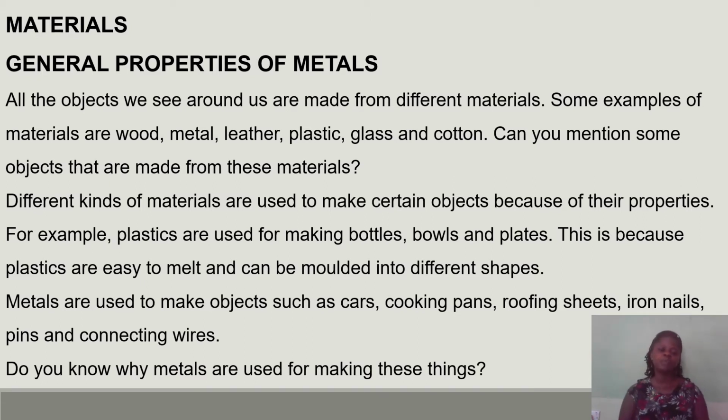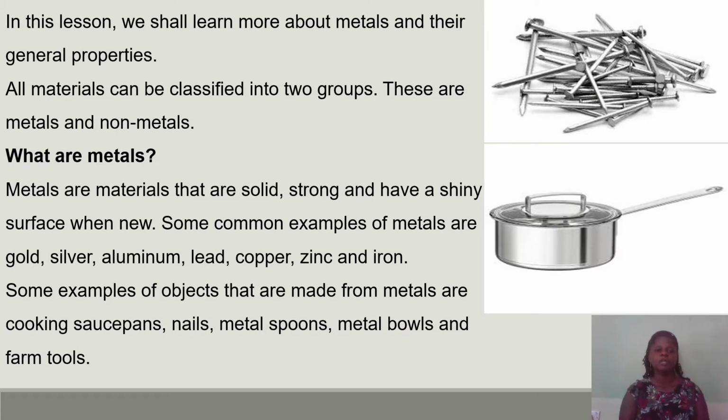Now when it comes to metals, they are used to make objects such as cars, cooking pans, roofing sheets, iron nails, pins, and then connecting wires. Now, do you know why metals are used for making these things? Let's look at why. So we shall learn more about metals and their general properties in this lesson, right?